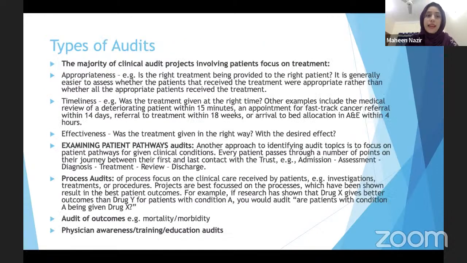Okay, so the types of audits: there's a variety of audits. There can be audits involving patients, whether the treatment that they're being administered is appropriate. I mean, whether they're getting the right dosage of the medication, whether the medication is administered by the correct route.